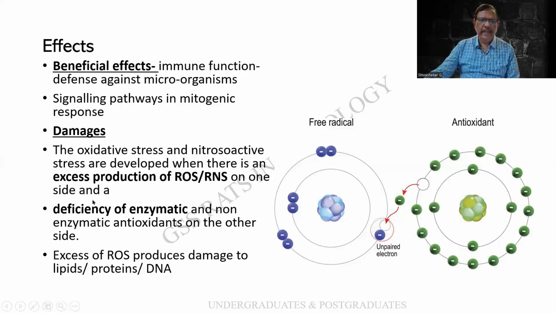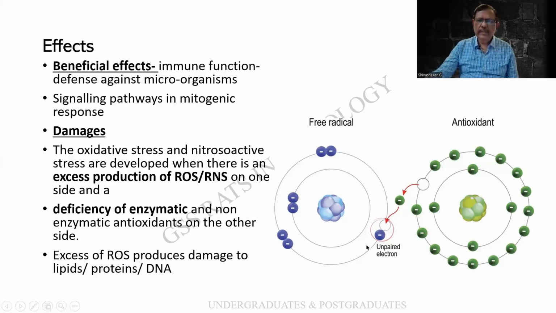The damage can occur whenever there is excess production of ROS or RNS on one side, and there can be a deficiency of the enzymatic or non-enzymatic antioxidants on the other. So excess ROS production can lead to damage of the lipids, proteins, as well as the DNA.